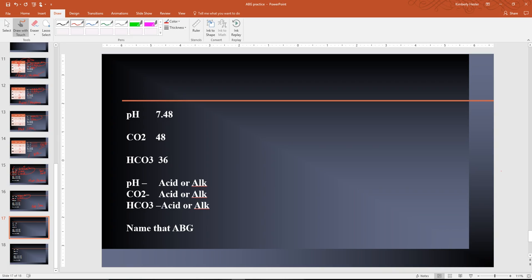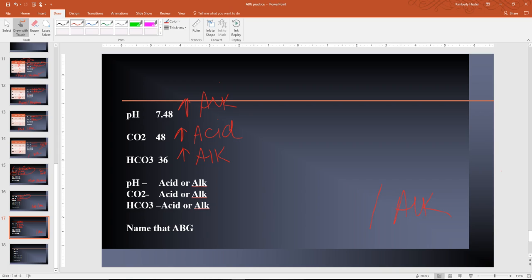All right, so what do we have on this one? Your pH is 7.48, which is high. This is an alkalotic state. Our CO2 is 48. Now that's a little bit high and that's acid. So, okay, a little confusion. Let's go on. Your bicarb is 36 and that is high. But a high base, too much base, is an alkalotic state.